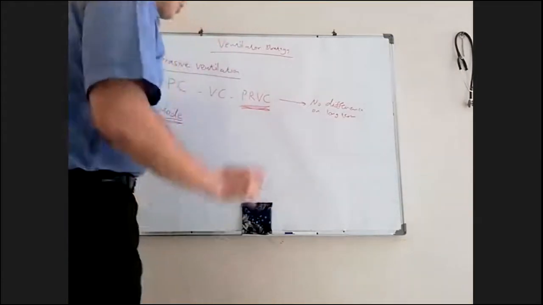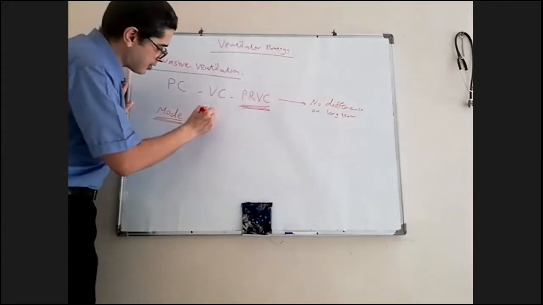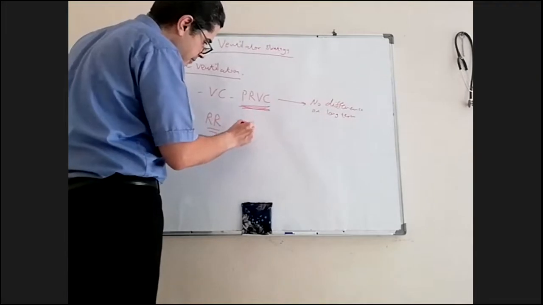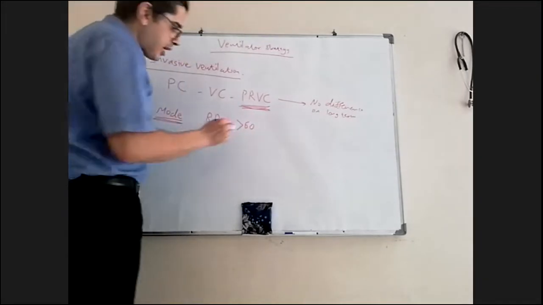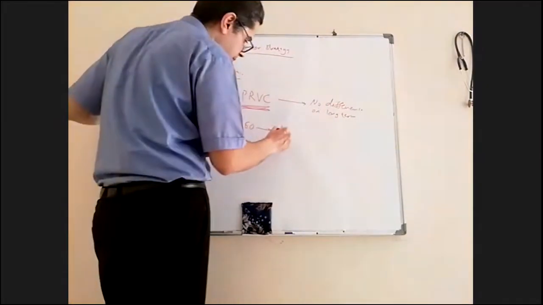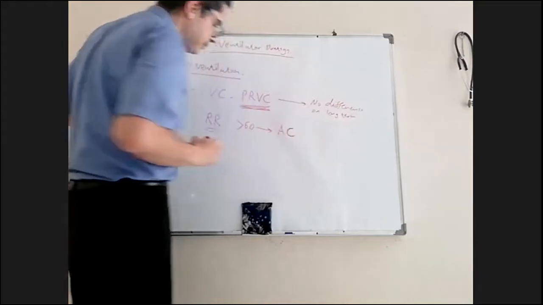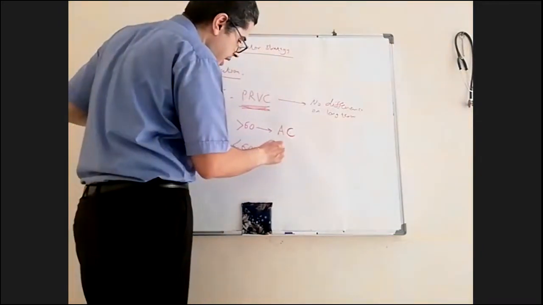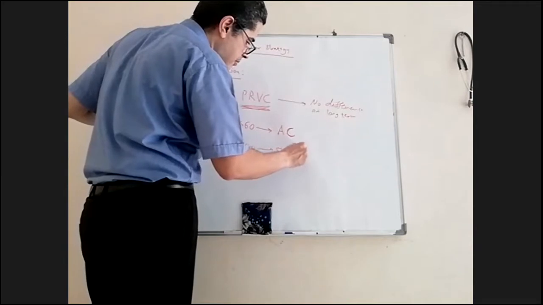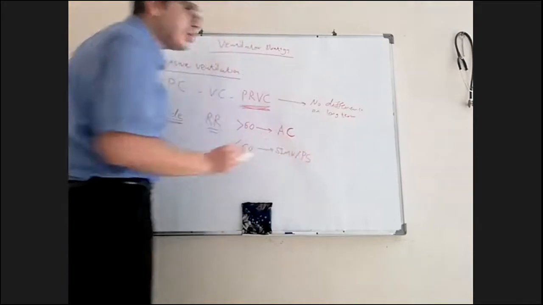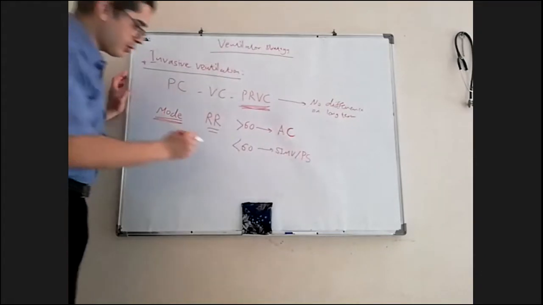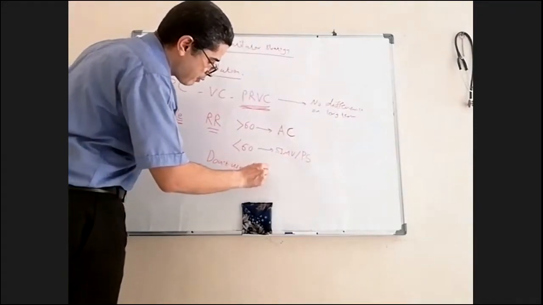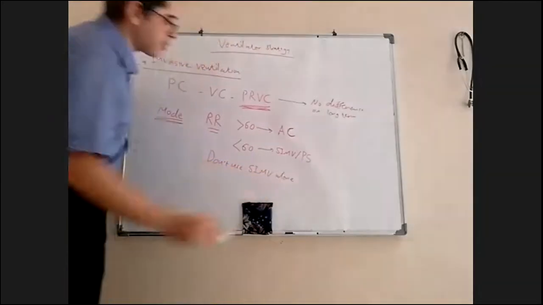Okay, so it is preferred to see the RR of the patient. If the RR is more than 60, it is recommended to use assisted control. If RR less than 60, it is recommended to use SIMV with pressure support. Don't use SIMV alone. If you use SIMV, you need to use it with pressure support.